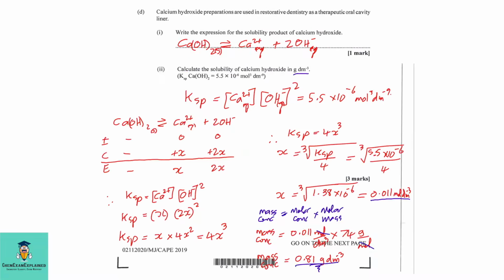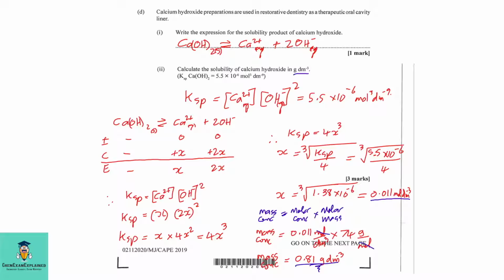Part D. Calcium hydroxide preparations are used in restorative dentistry as a therapeutic oral cavity liner. D part 1. Write the expression for the solubility product of calcium hydroxide. The first thing you must remember is that Ksp deals with sparingly soluble compounds, which means that they are solids that dissolve ever so slightly.